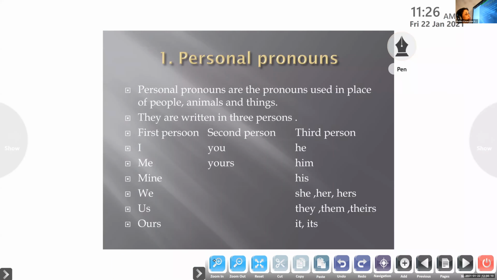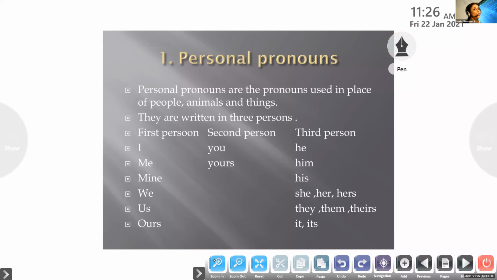Personal pronouns are pronouns used in place of people, animals, and things. Clear? Now, they are written in 3 persons. These personal pronouns can be written in 3 persons: first person, second person, third person.